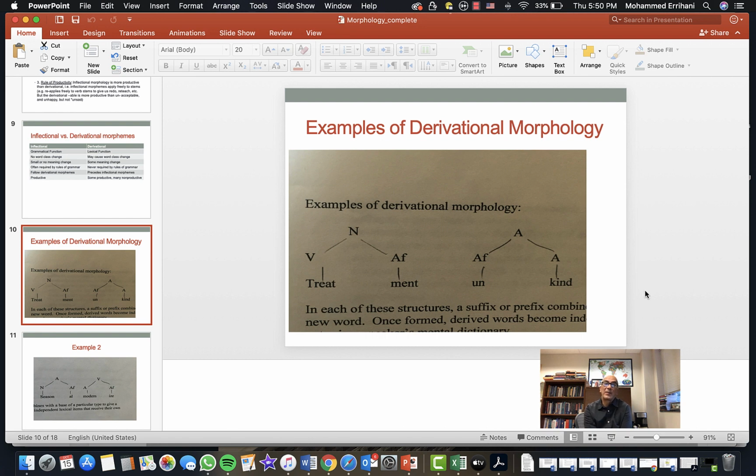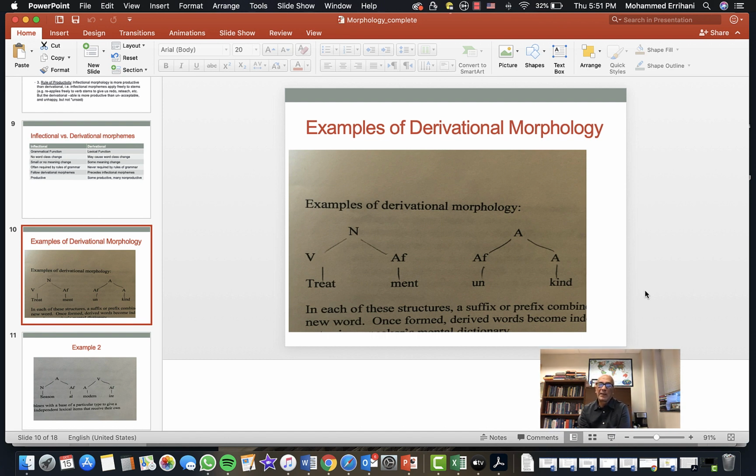It just adds some grammatical function. If it's derivational, then yes, it changes the meaning or it changes the grammatical category of the word, or the lexical category. Of course it does, because treat is a verb. When you add ment to it, it becomes a noun. Therefore, when you derive a noun by adding a suffix or an affix or a bound morpheme, that bound morpheme is called a derivational morpheme.